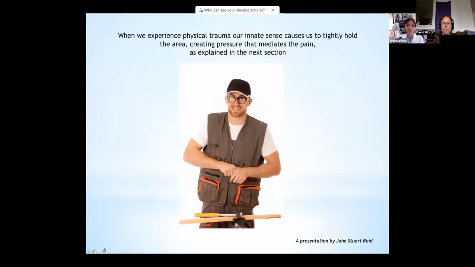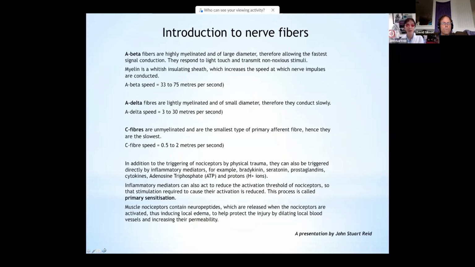So here's a guy who's just hit his thumb with a hammer, and we all know how painful that can be. But when he does that, his immediate sense is to hold tightly onto that area of his body, his thumb, and that will significantly reduce the level of pain, just as sound will do if we use the correct frequency. Here's another slide that I'm not proposing to read, but basically you can see it tells you all the different speeds of conduction of signals through the nervous system.